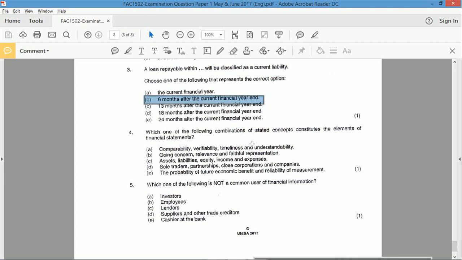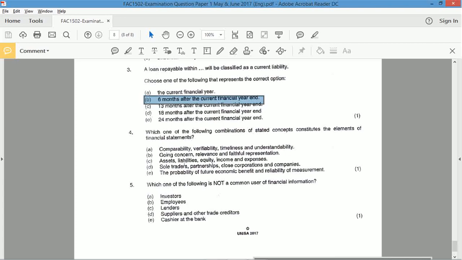There, qualitative characteristics. Here they wanted combinations of concepts. So it's concepts or characteristics. I would go with characteristics here. On page 14 of the textbook, they give you all of them: relevance, faithful representation, comparability, verifiability, timeliness, understandability, and then they've given you some constraints there. So comparability, yes. Verifiability, yes. Timeliness, yes. Understandability, yes. So A is looking good.